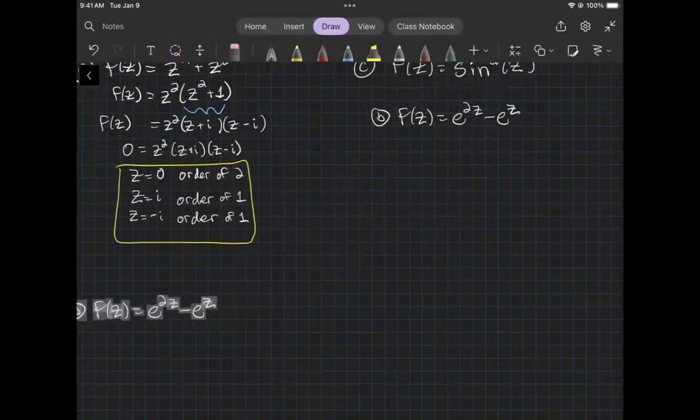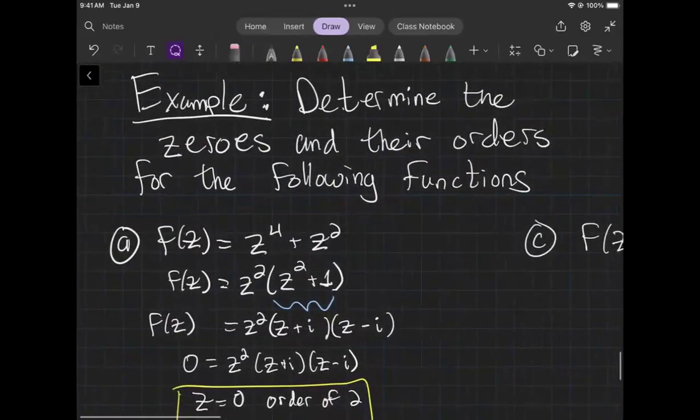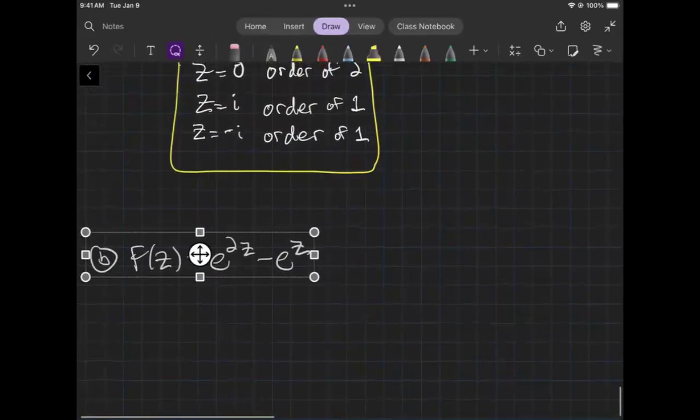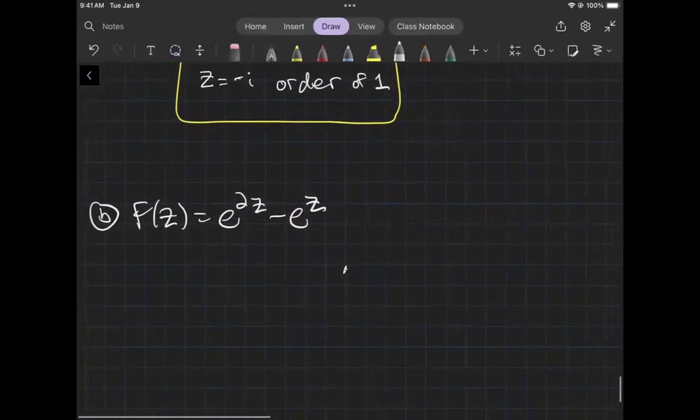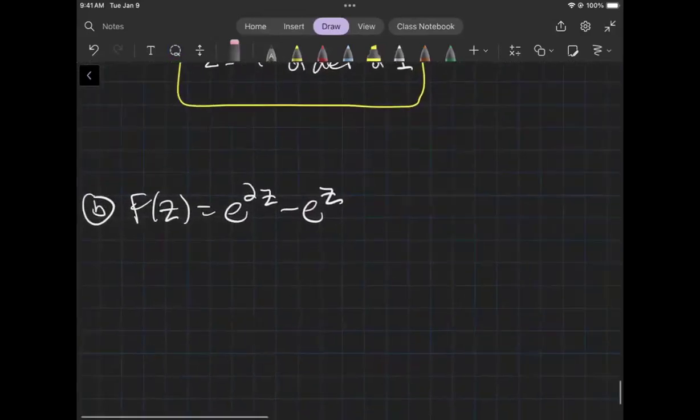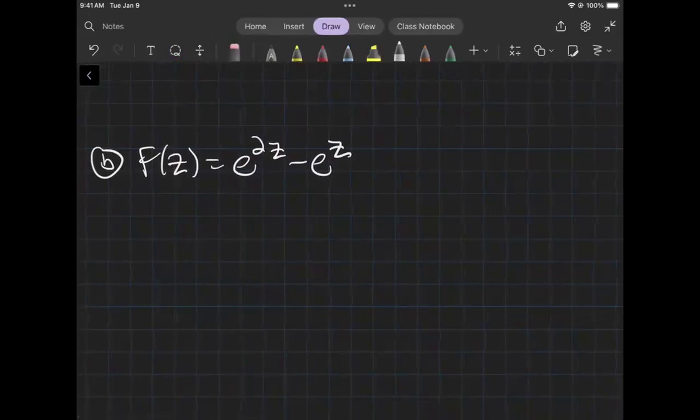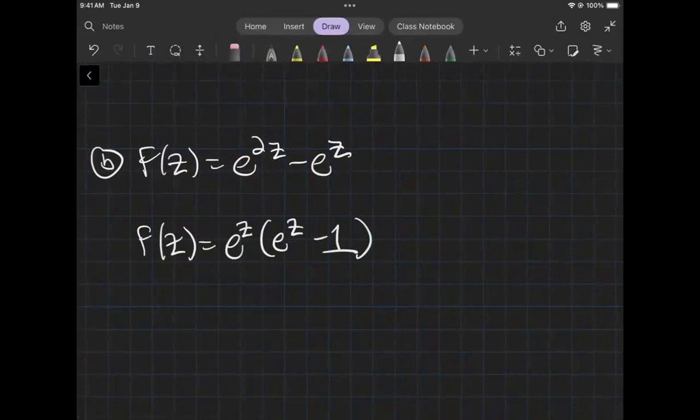So for part B, we want to classify the zeros and the order for this function here. f of z equals e to the 2z minus e to the z. Again, we can factor out an e to the z from each of those terms. So I have e to the z minus 1, so we'll have 0 equals e to the z times e to the z minus 1.